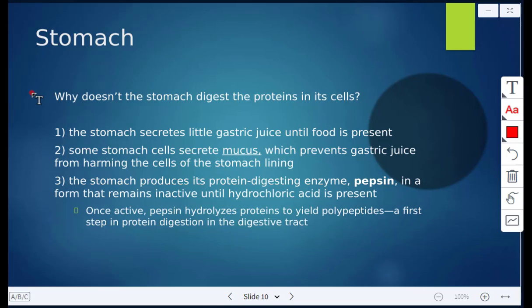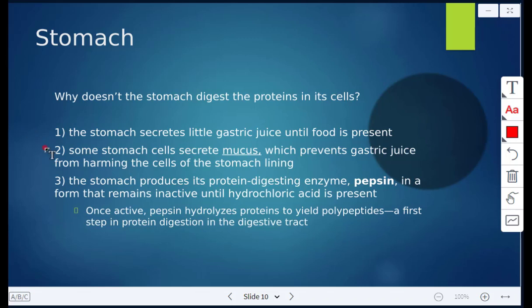Now, the stomach we talked about is very, very acidic. Why doesn't the stomach digest the proteins in its own cells? So basically, why isn't the stomach digesting itself? So firstly, the stomach secretes very little gastric juice until food is present.